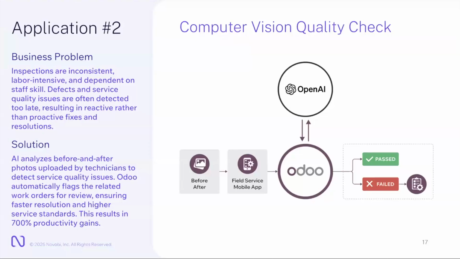So the second use case brings massive impact to the operation. We deployed an integration with OpenAI for quality check. When the technicians perform a field service, they're required to take before and after photos. They submit those photos to Odoo via their field service mobile app that I talked about earlier. And we have OpenAI check those images to assess the quality and detect quality issues, if any.